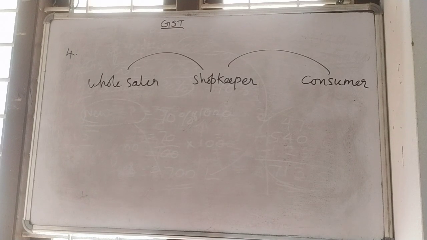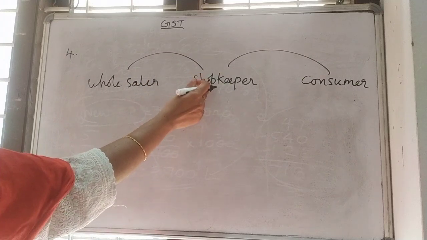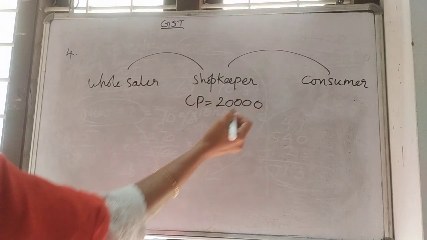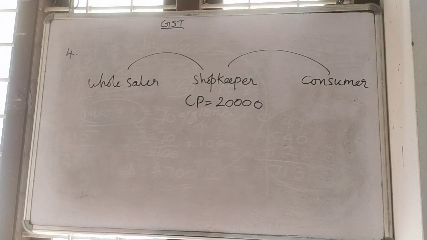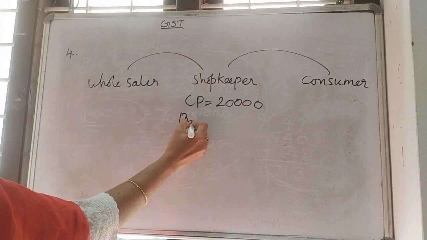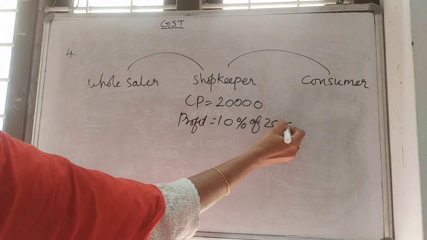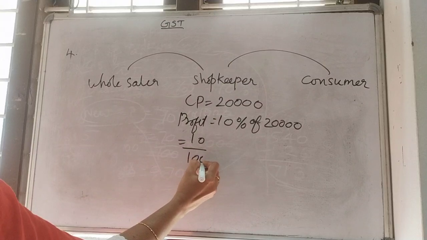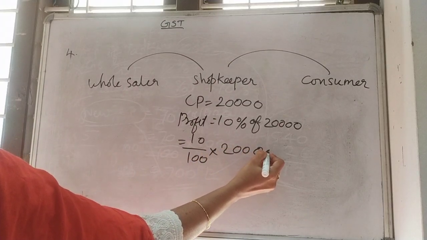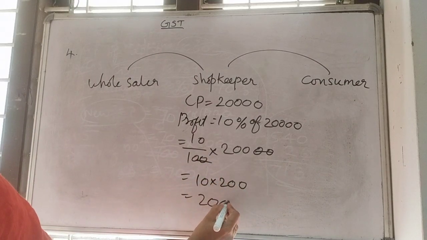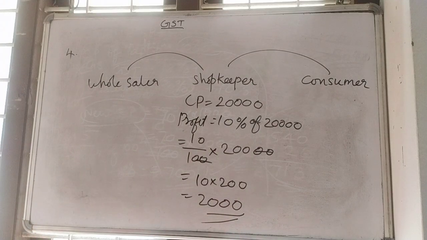Here the shopkeeper is buying an article from the wholesaler. So what will be the cost price of the shopkeeper? The cost price of the shopkeeper is given as 20,000. And he is getting a profit of 10%. So what will be the profit? Profit will be 10% of 20,000, which is 10 by 100 into 20,000. So it will be 10 into 200, which is equal to 2,000 rupees. He is getting a profit of 2,000 rupees.